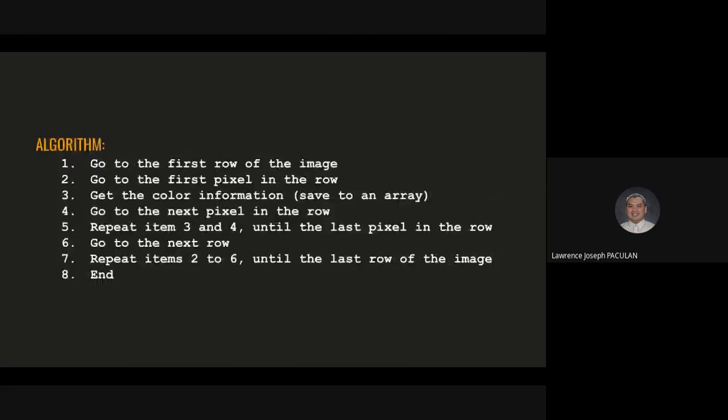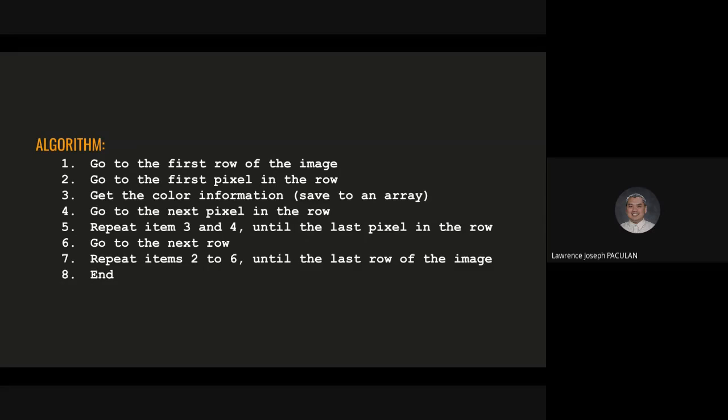Okay, so how do we do that? We have to create an algorithm. We have to create a loop of some sort in order for us to create an effective and efficient program. We can't do this manually. Remember, if we have bigger images, then it will be time consuming to go to each pixel and extract the information.